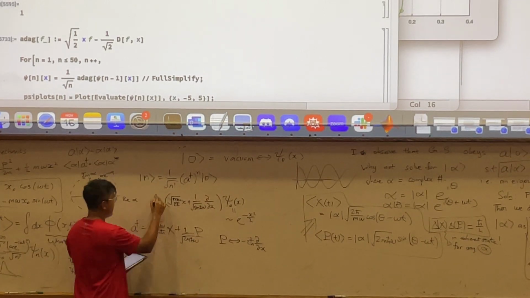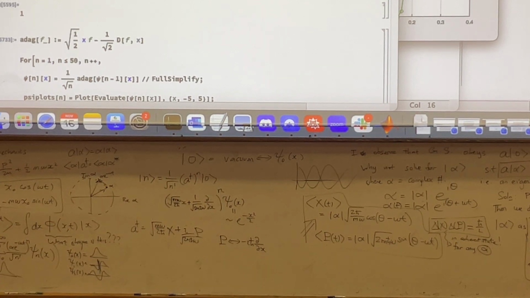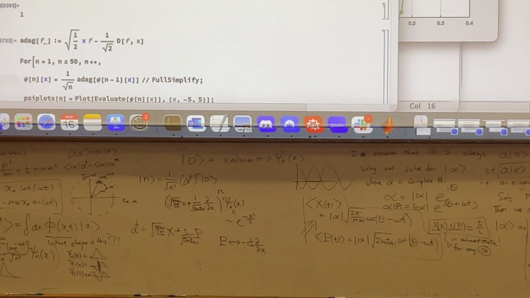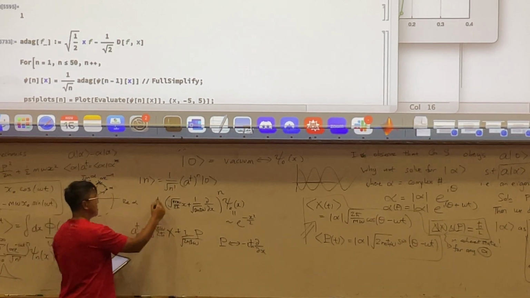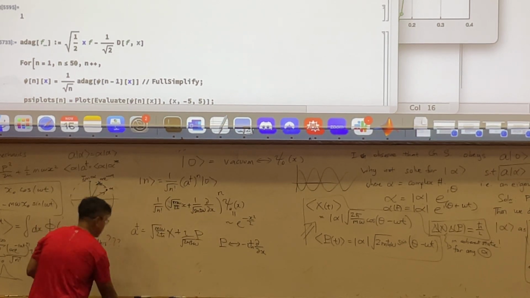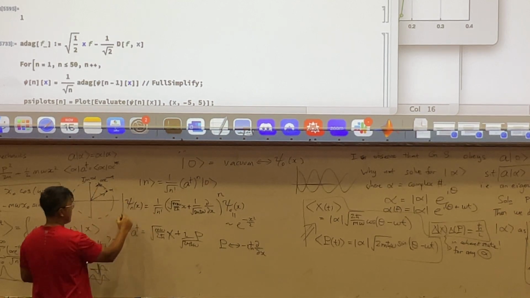And then if you do it n times, so if you hit the function with this operator many, many times, and you normalize it by n factorial, that should give you psi n of x. So that's a way to construct these wave functions.